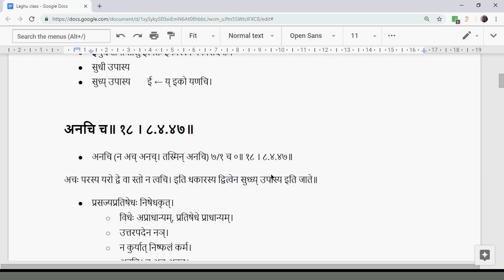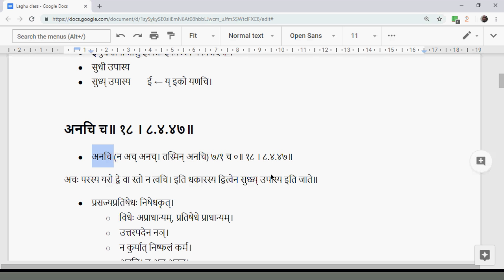We'll see what that means. But if he had meant hal, he would have said halichcha. Why did he say anachi? There is a reason he did not say hali. Hali would have been shorter. If he meant a consonant, that when a consonant follows, then Panini Maharshi would have said hali and thereby saved a letter or two.